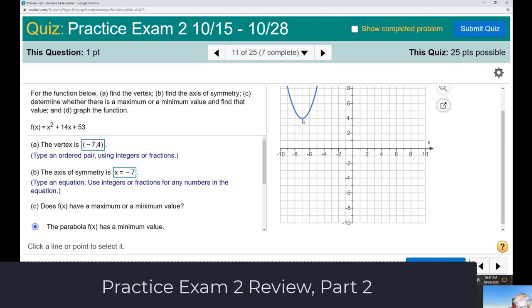So if the shape was on the positive x side, would it have been a maximum? No, it would just be translated over here. The fact that this is positive means that you've got a cupped up parabola, which means that the vertex is a minimum. Good question. So what would make it a maximum? If you had a negative sign in front. That would turn it upside down and make the vertex the highest point.